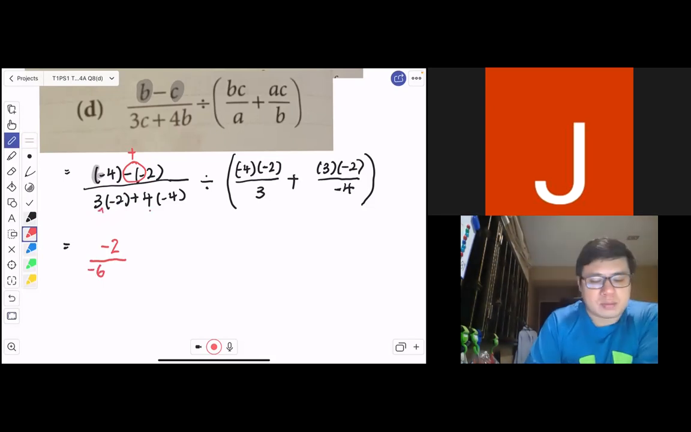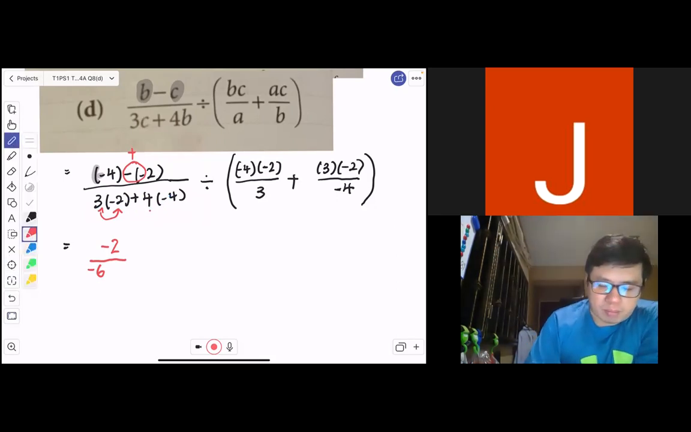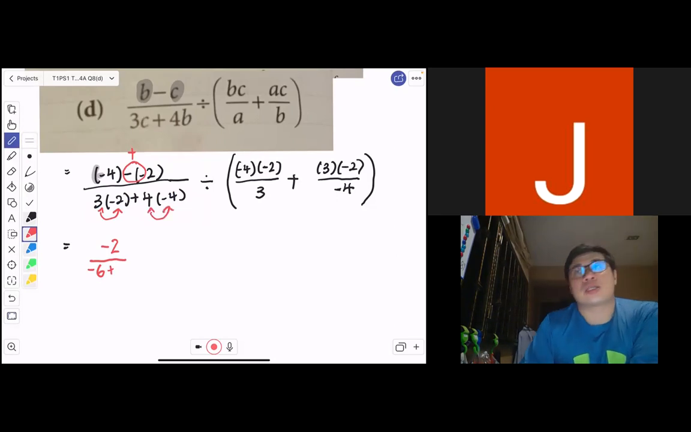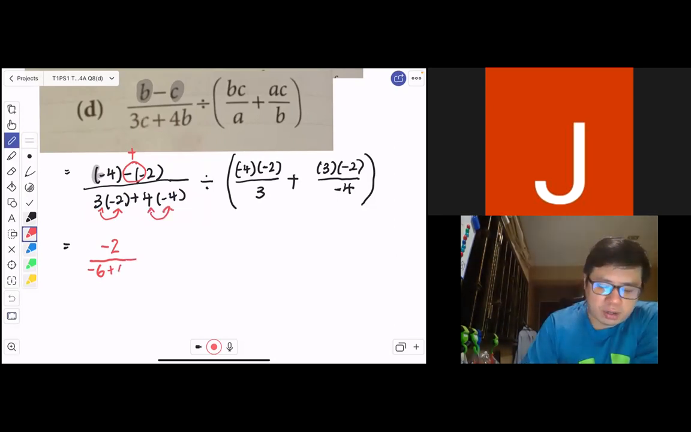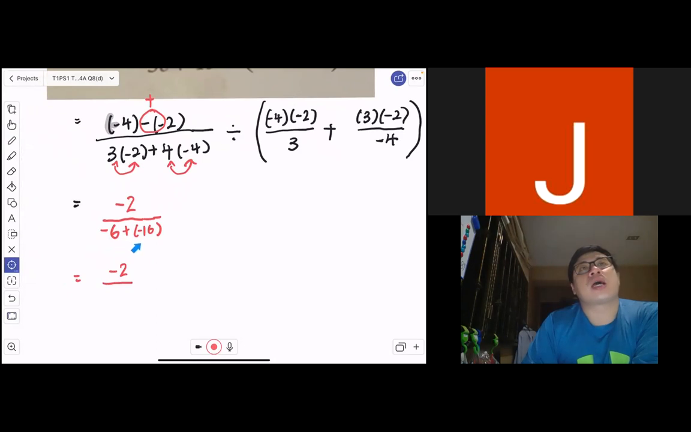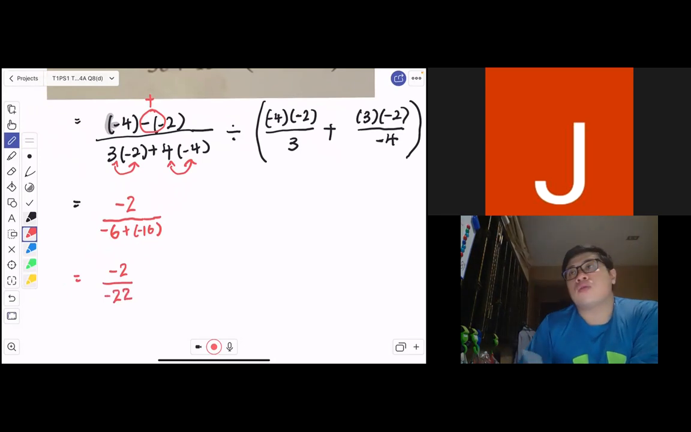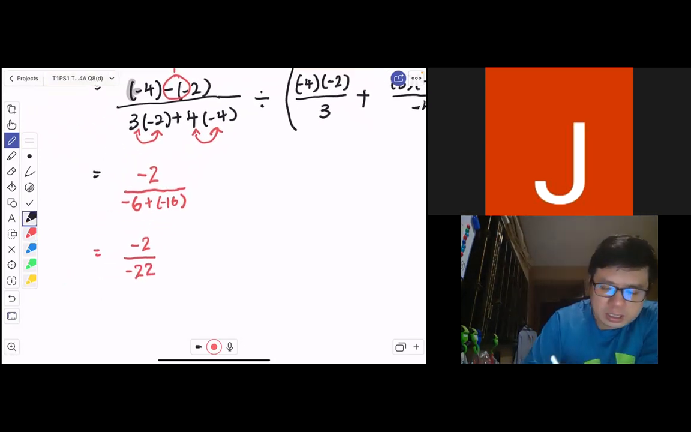Times will come before plus, so we evaluate this one first. Then there's a plus and there's a times here. Times will come before plus as well. Plus this is a -16. So we are adding a -16 here. Working on my first fraction, the numerator is -2, my denominator is -6 plus -16, that gives us -22. You simplify this and you can see that it gives you 1/11.